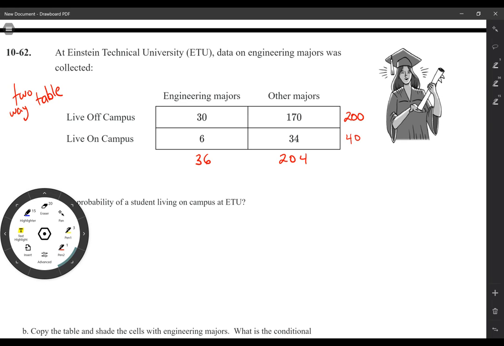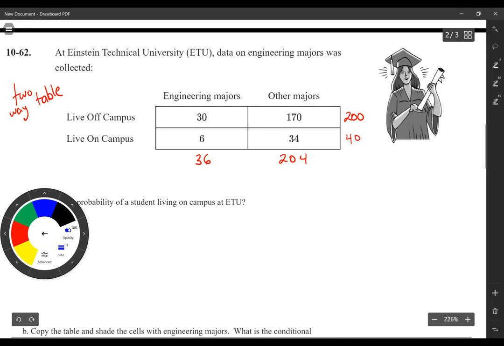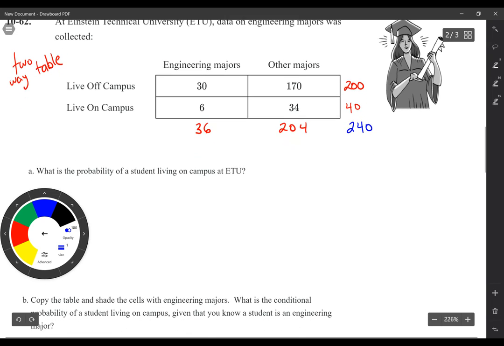This bottom right corner, which is the margin of the margin, basically, is the total of those reds. So we know that there are 36 and 204. If we added those two together, there are 240 people total at the school. Notice that 200 and that 40, so over here, also add up to 240. Those numbers always have to add up correctly on both margins. So with that information, we can answer the questions.